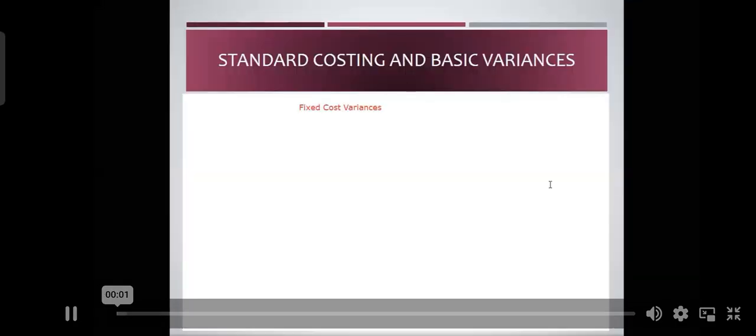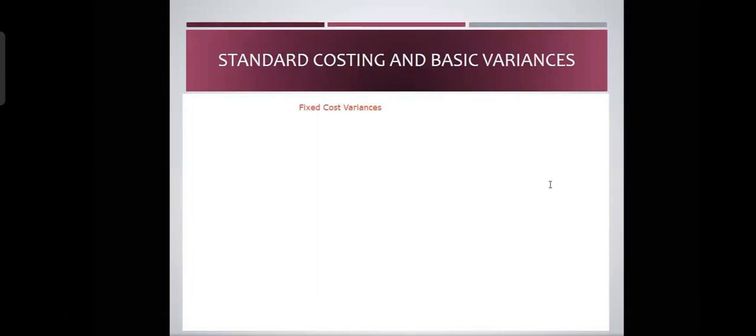Okay, now we start with fixed cost variances. It is actually called fixed overhead variances. Fixed overhead variance, again, there are two. One is called fixed overhead expenditure variance. I will show you on slide. And the other one is called fixed overhead volume variance.